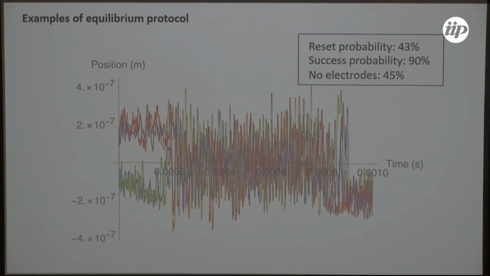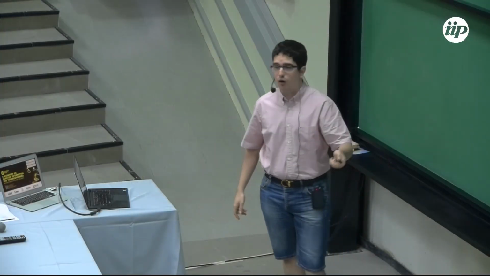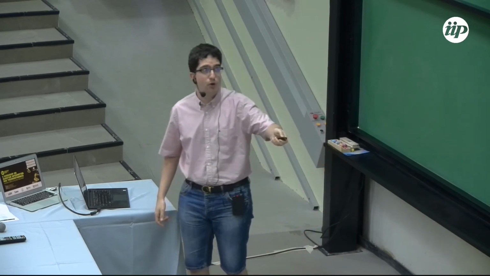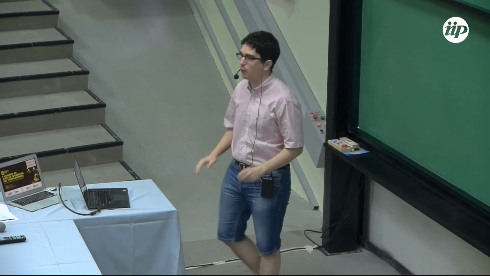In order to reconstruct work and heat from a distribution, you basically need two things. Velocity, squared velocity, so the kinetic energy of the particle, and this comes from measuring the position of the particle in time, and the actual shape of the potential, which requires additional measurements. What I can tell you is that the success probability of our protocol is more or less 90%, meaning that actually it works very well.